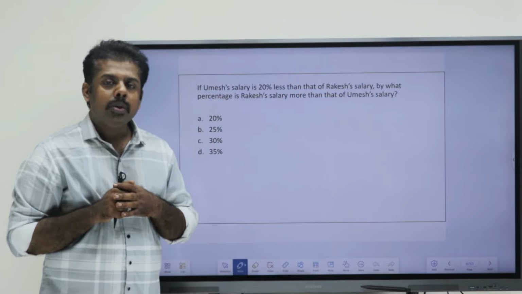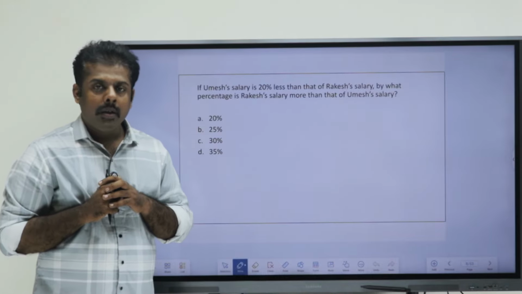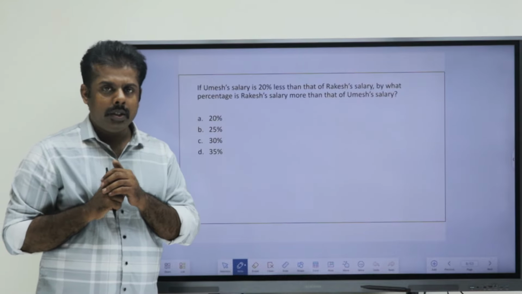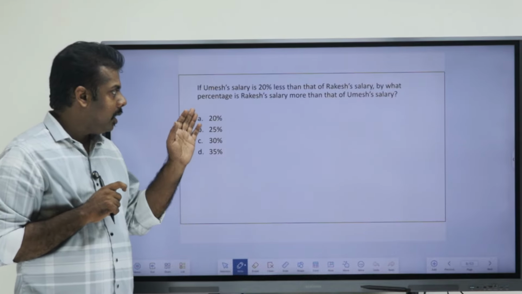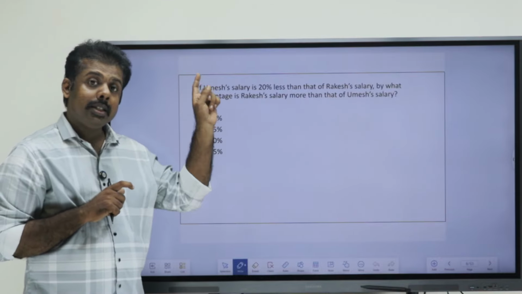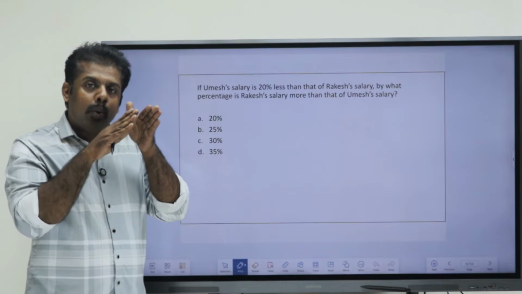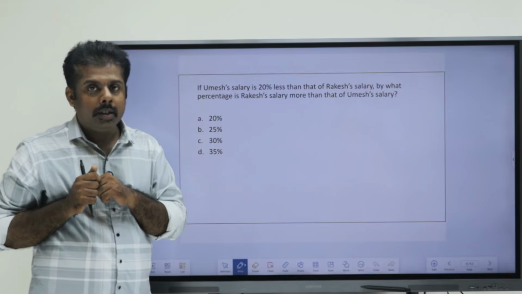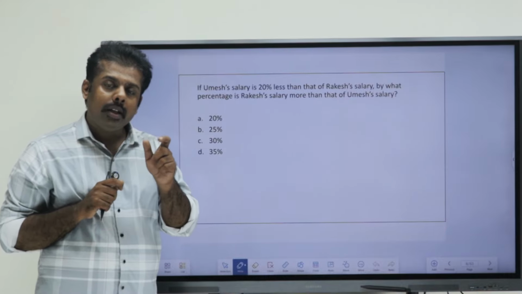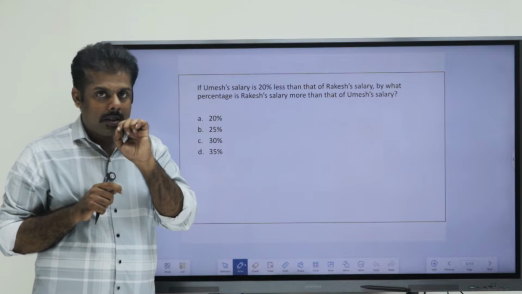Okay. So mostly what we do, we try to take the value as 100, because that will make our calculation a bit easier. See here, in the first statement they have told that Umesh's salary is 20% less than whom? Rakesh's salary. So they have compared Umesh's salary with respect to Rakesh's salary. Okay. So whose salary can we take as 100? Yeah, you have to take the salary of Rakesh as 100.